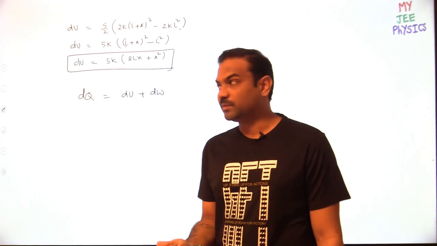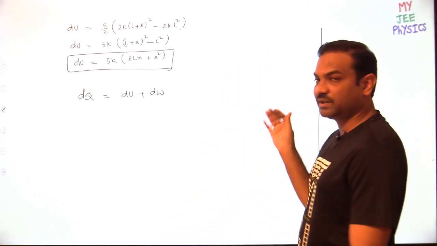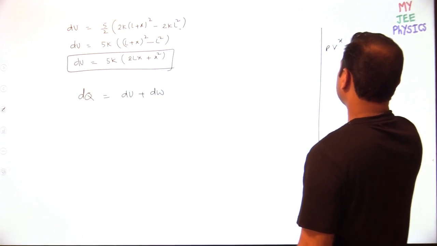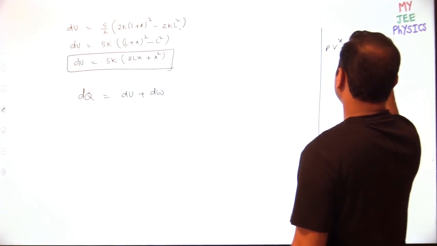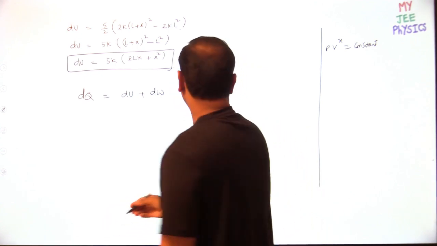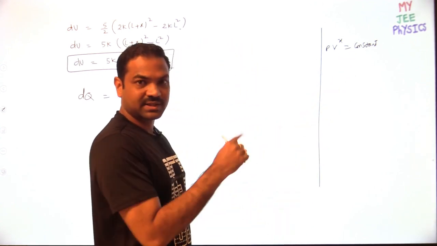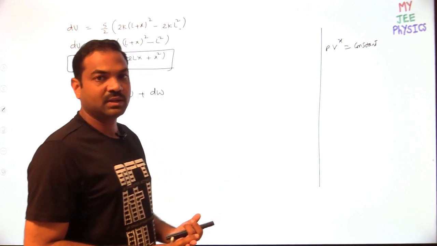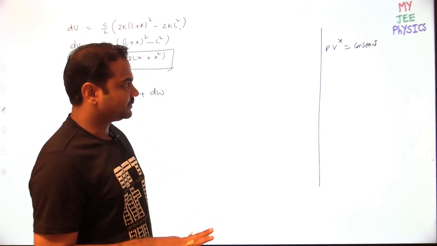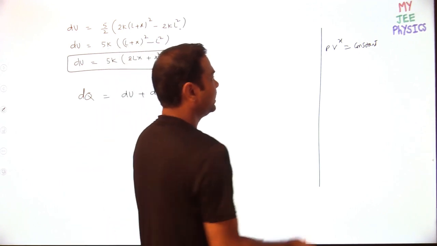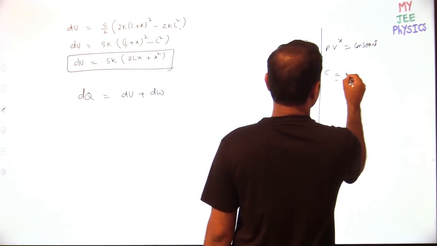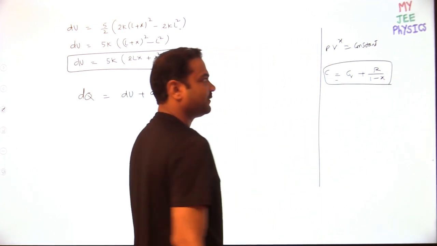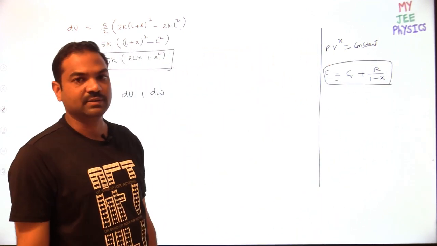But there is one more thing, an additional piece of information not related to the question. If the process is PV raised to x is constant, I think by this time most people know this. x can be any process other than the four we know: adiabatic, isothermal, isobaric and isochoric. Then the C value we can write as C equals CV plus R by (1 minus x). This is the heat capacity value.